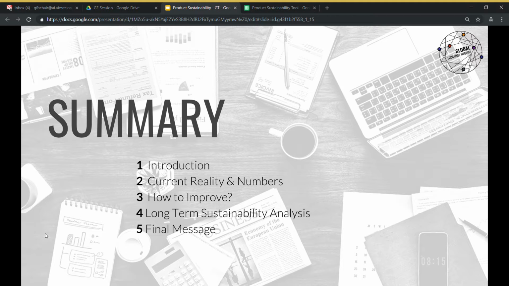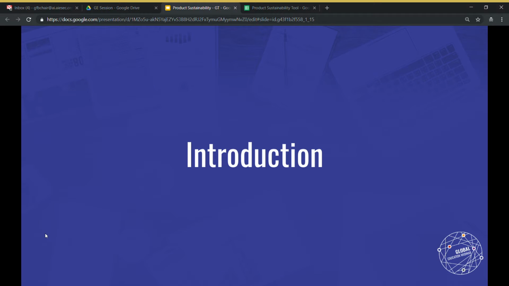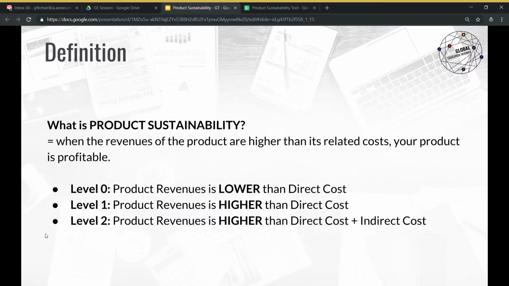So the summary is introduction, current reality and numbers, how to improve, long-term sustainability analysis, and final message. So just to have a quick intro, what is product sustainability? When revenues of the product are higher than its related costs, your product is profitable.